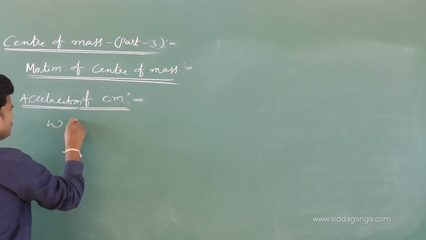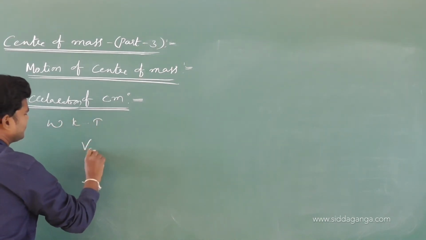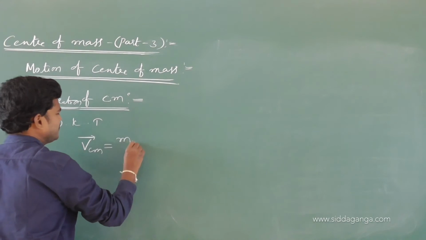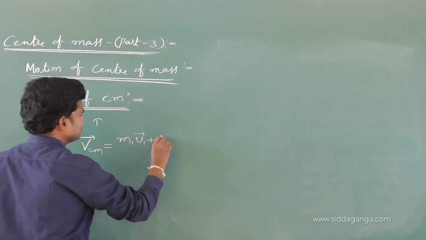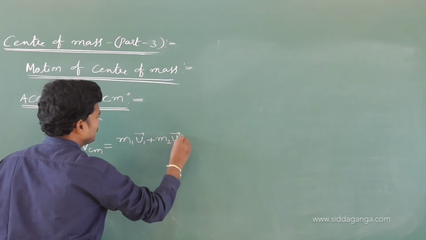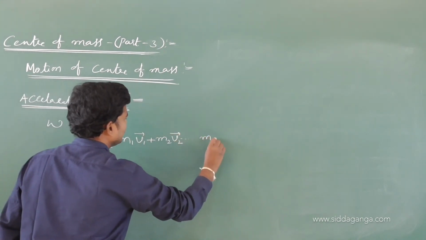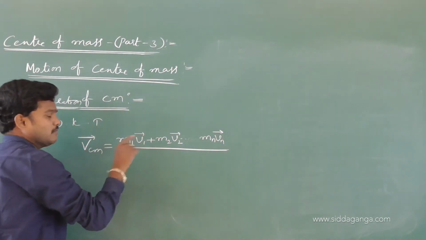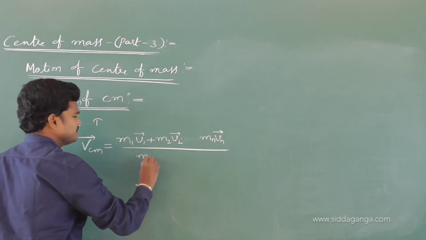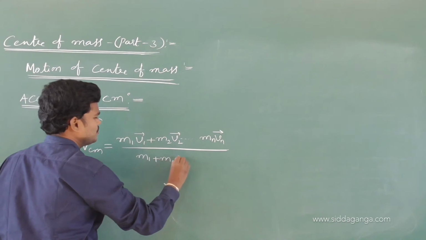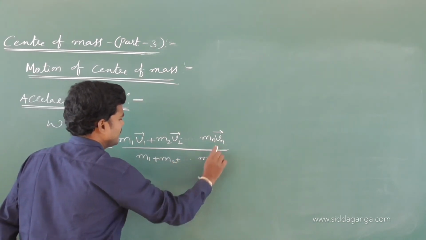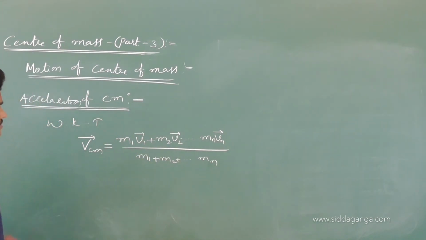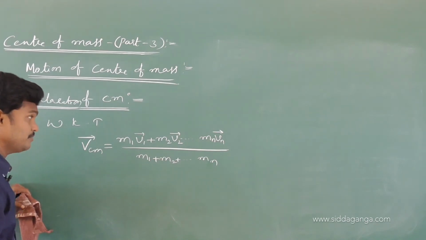We know the velocity of the center of mass. We can write it as Vcm bar for an n particle system: m1 V1 bar plus m2 V2 bar, and so on up to mn Vn bar, divided by the total mass. That total mass we can write as m1 plus m2 plus, and so on up to mn. Otherwise you can replace all these with the capital M symbol. So this is the velocity of the center of mass of a system of n particles.